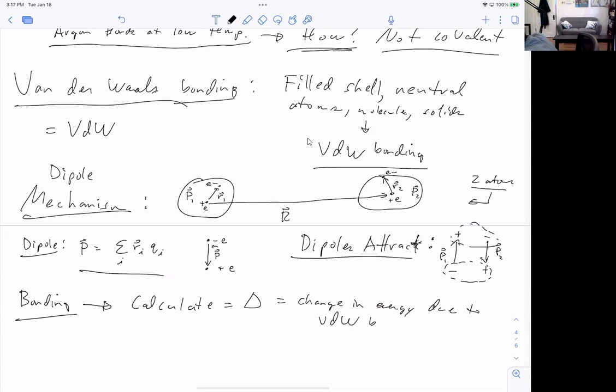Now, we did this already for the covalent bonding. We actually calculated what this delta is, the change in energy. We used quantum mechanics, and you can do that again here. You can do the quantum mechanics of two filled shell atoms. But it's a bunch of work, and I don't feel like doing it.